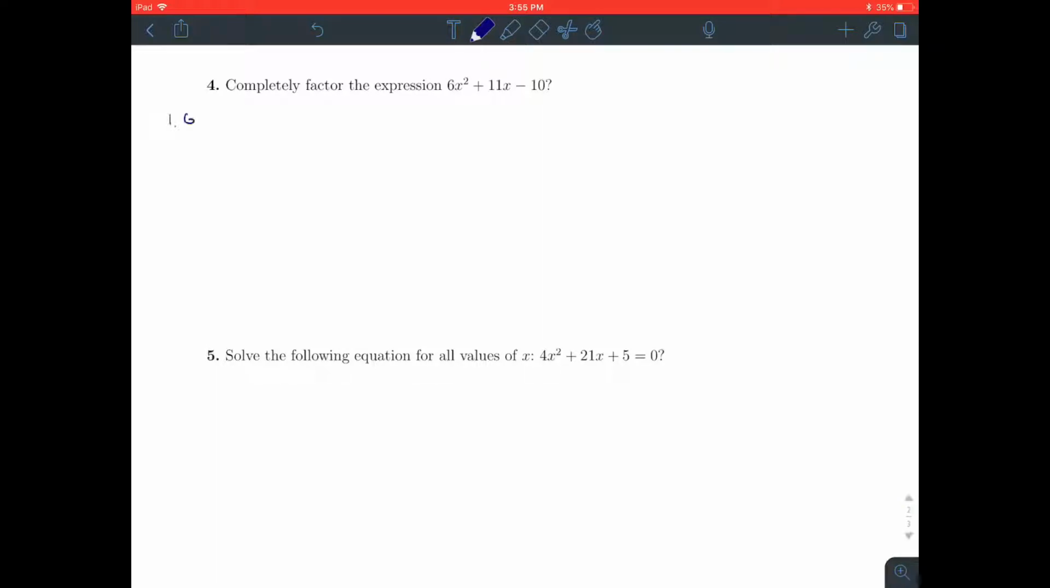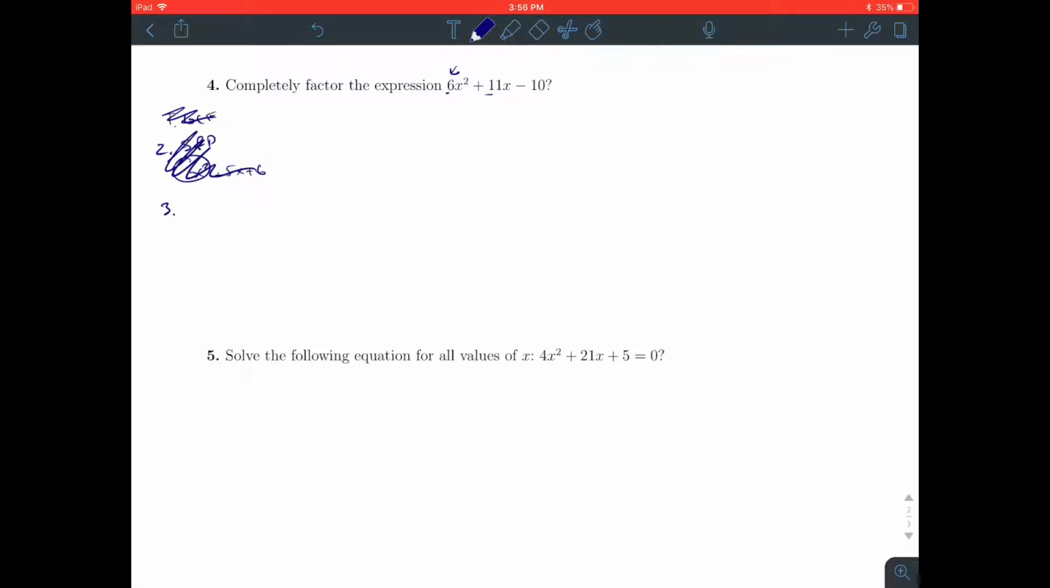So thinking about my factoring methods, I might try GCF first. Because 6 and 11 share no common factors, GCF is out. You might try sum and product, but with sum and product, you're required to have something of the format x squared plus like 5x plus 6, something without a coefficient here. Because we have this 6, sum and product is out.